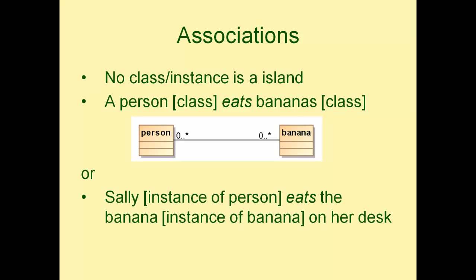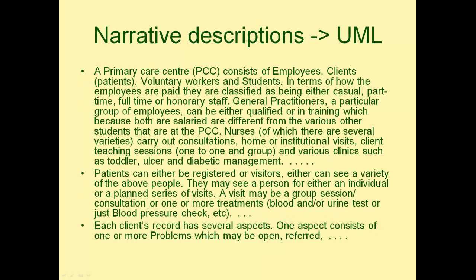And in associations you can have it either at the class level or the instance level, so we could reinterpret that as Sally, which is an instance of person, eats the banana, an instance of banana, on a desk. Notice there that we've converted a picture into a narrative description. Obviously you can walk the other way around: you can take a narrative description and convert it into a UML diagram.